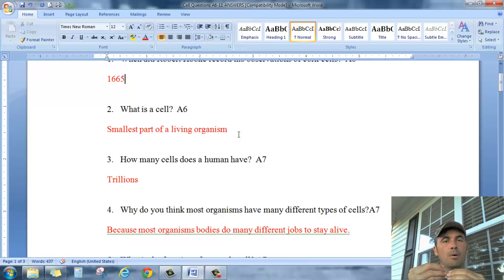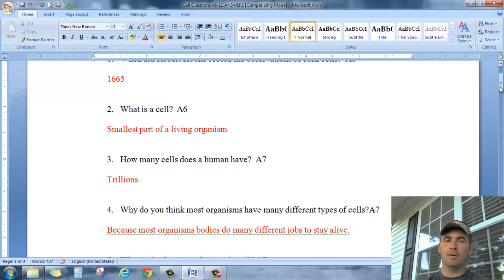It's the smallest part of a living organism. Again, I'm not talking about a can or something, because that's not alive. I'm talking about a living organism, plant, animal, right? And then how many cells does a human have? Again, trillions, which is a bunch. All right, let's move on down.